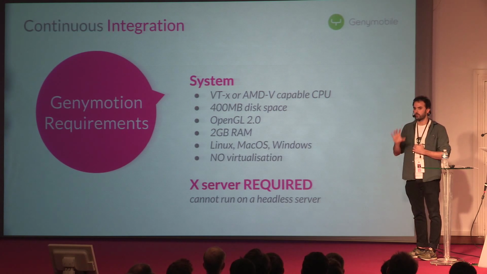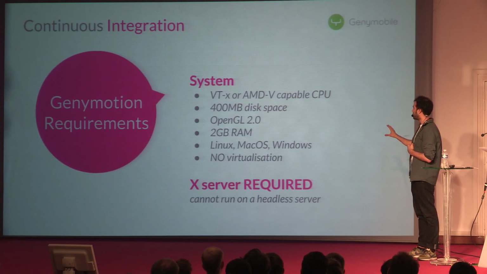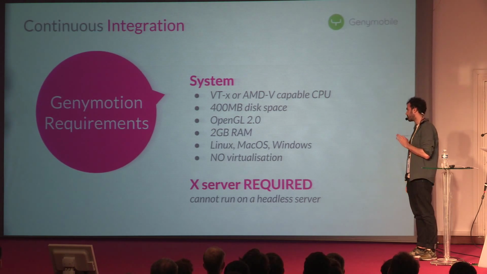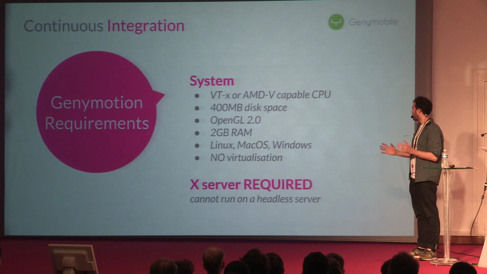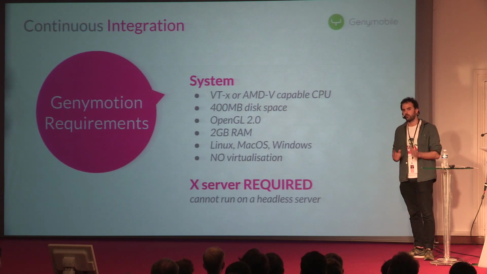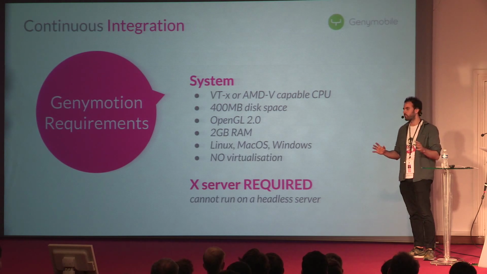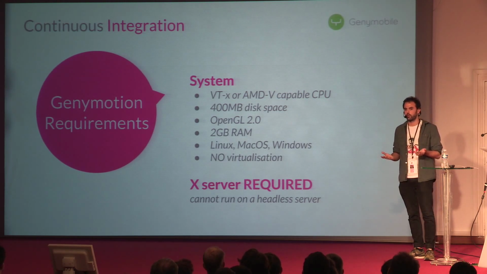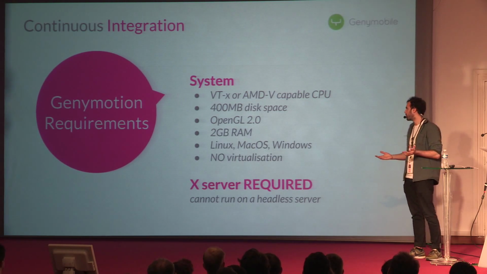In order to be able to run Genymotion, you're going to need this configuration. What is very important here is that you need OpenGL 2.0. You need some RAM, 2 gig, whatever operating system, Linux, macOS, or Windows. And please, no virtualization. We don't advise you to run a VM inside a VM. We can't guarantee that it will work properly. And of course, you're going to need an X server, because Genymotion cannot run headless, but that's not the point anyway.